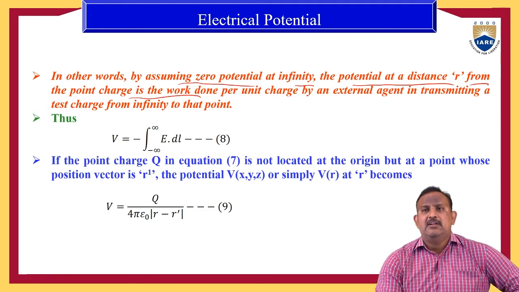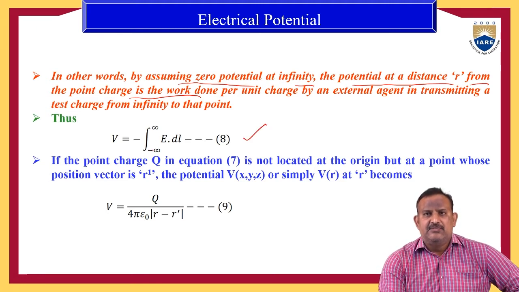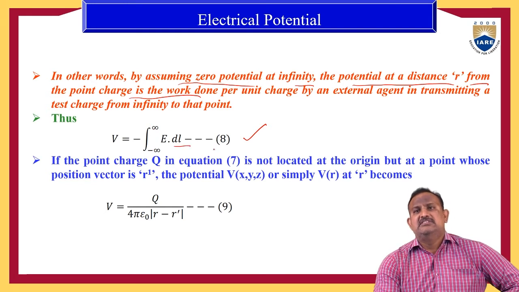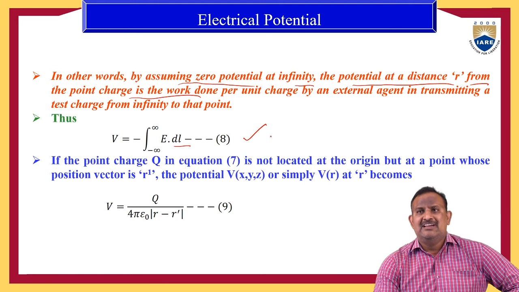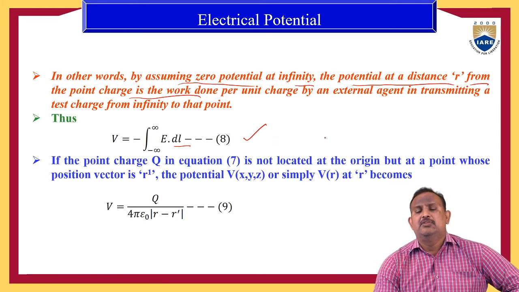Therefore, in general, we can express the potential as V is equal to minus integral from infinity to the point of E dot dl. So it is a general expression for moving the point charge from infinity to that particular point, infinity to the origin or infinity to a particular point.